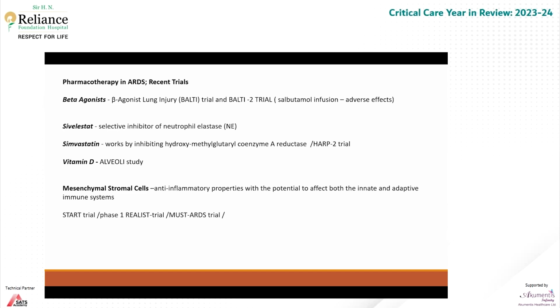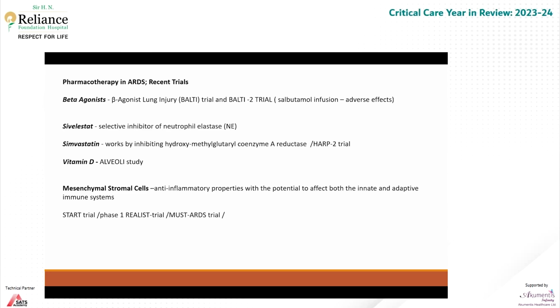So what they have tried is to hold the condition in the exudative or proliferative phase by acting on the elastase enzyme of the neutrophils. Simvastatin, which acts by inhibiting HMG-CoA reductase, an anti-cholesterol drug, was also used in the HARP-2 trial. They have talked about vitamin D, the VIOLET trial, and they have shown that patients with lower vitamin D levels had poor, worse outcomes.